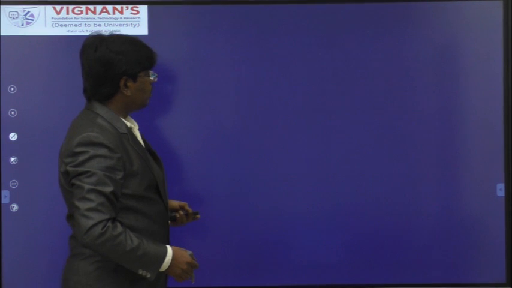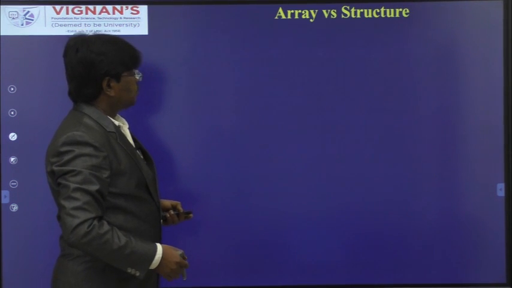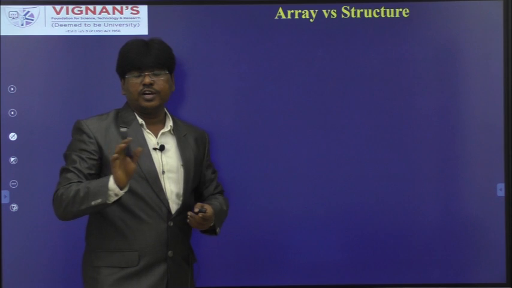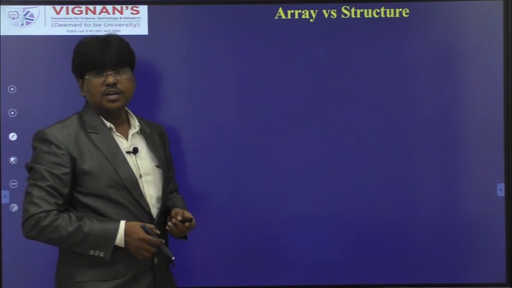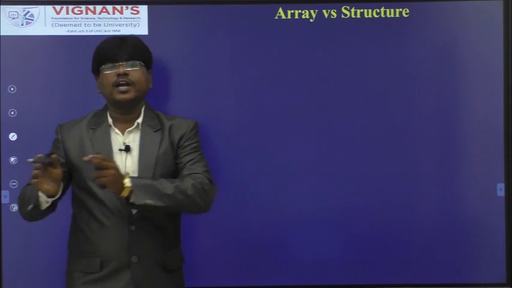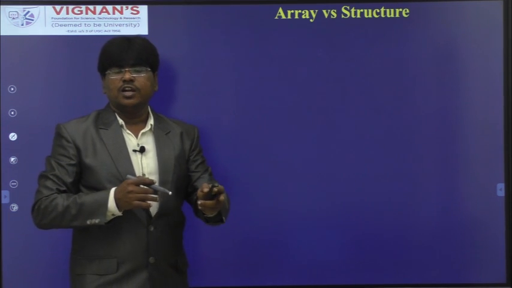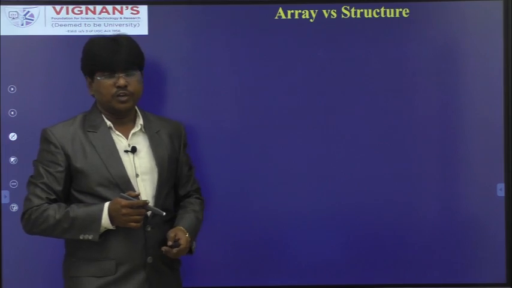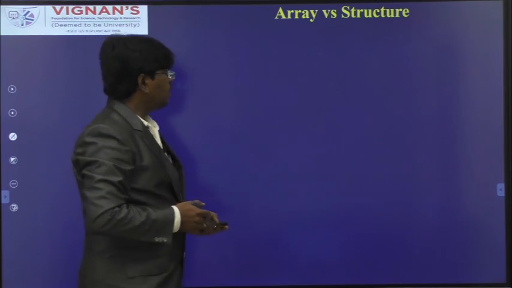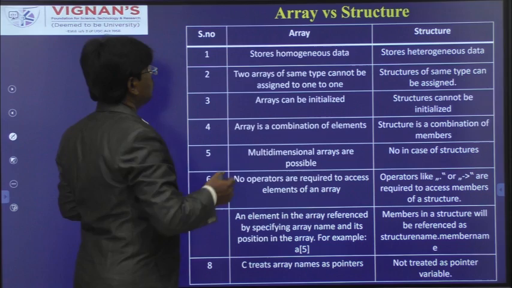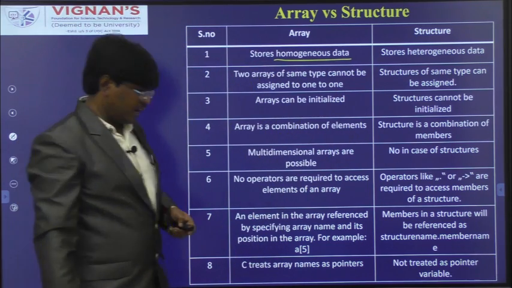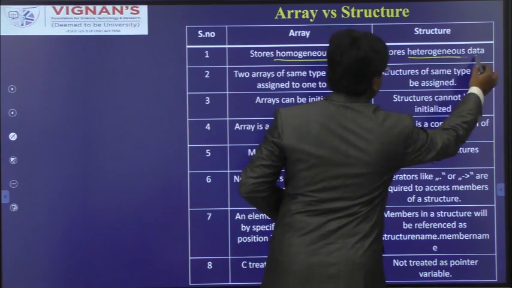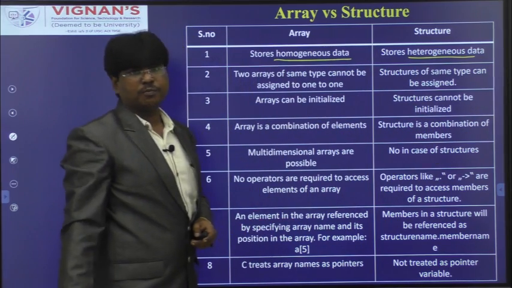Coming to the next one, I am going to tell you the differences between arrays and structures. It is very, very important in short answer questions also. In an array we can store similar data elements. In a structure, we can store elements of different data types. We can see that with the table here. So this is the table. Array stores homogeneous data, that means similar data elements. But structure stores heterogeneous data, elements of different data types.